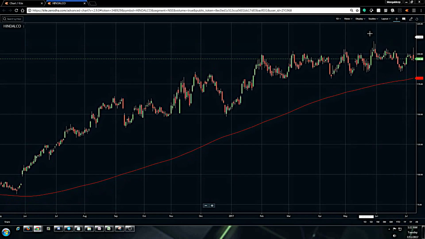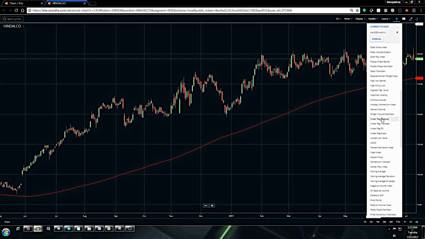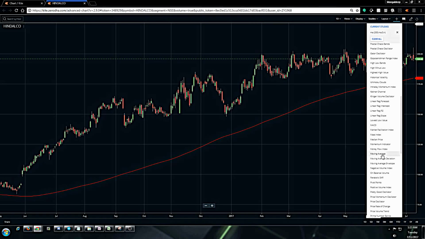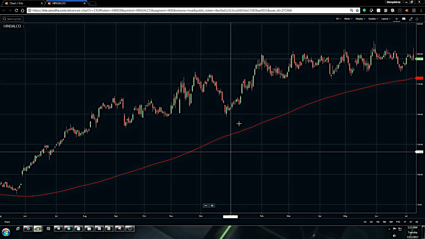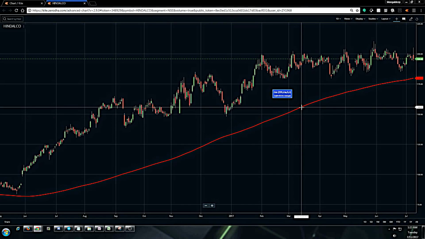First things first, how do we plot the 200 SMA? You go to studies, you go to moving average, replace this number with 200. The field will be close, the type will be simple, the offset will be 0. You can choose your color according to your preference and you click on done. This gives us the 200 simple moving average here, a one-liner.